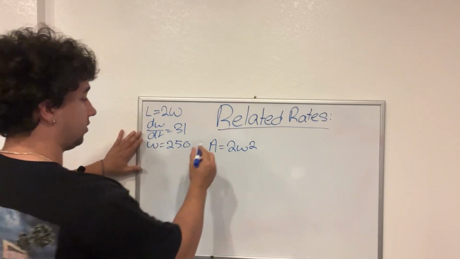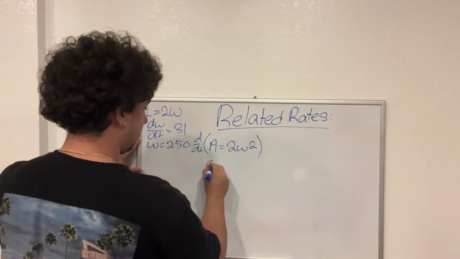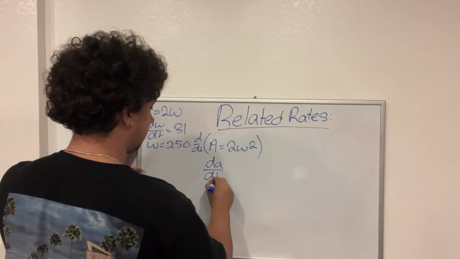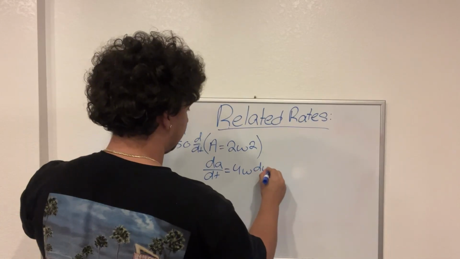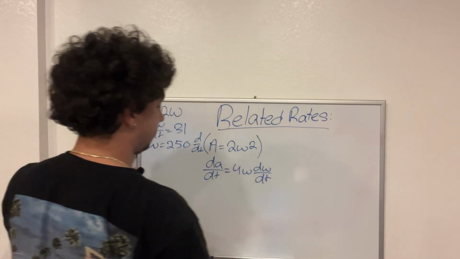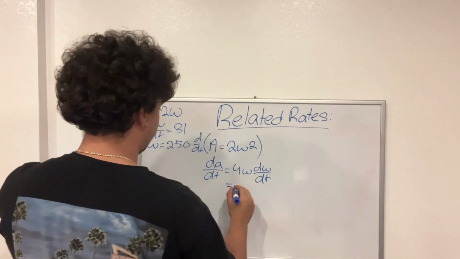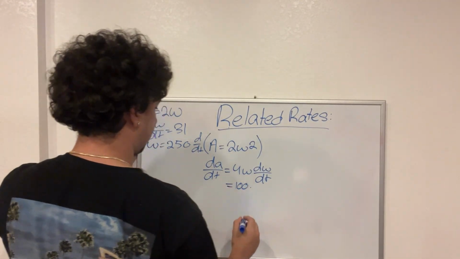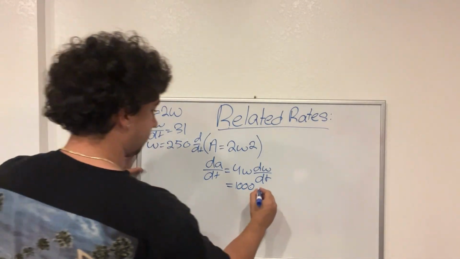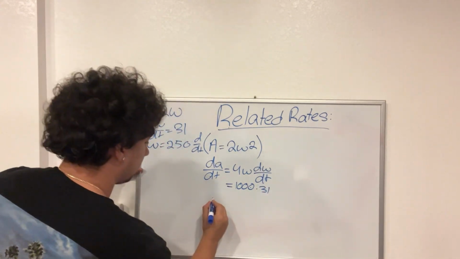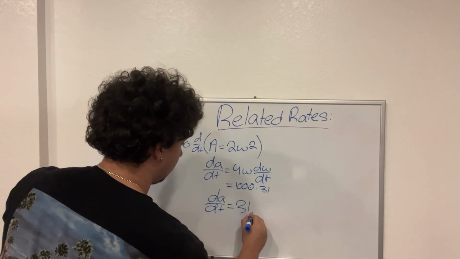I can just differentiate. So differentiate this thing with respect to time. I get dA/dt is equal to 4W dW/dt. And then I just plug everything in. 4 times 250 is 1,000 times dW/dt, which is 31. So in other words, dA/dt equals 31,000.